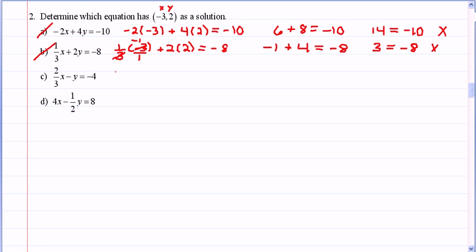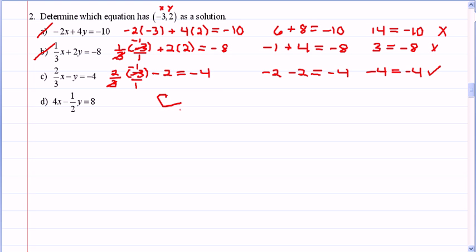And now we check choice C. 2/3 times negative 3 minus 2. And I start by placing negative 3 over 1. The 3's cancel to negative 1. And I have negative 2 minus 2 equals negative 4. Negative 2 minus 2 is negative 4. So choice C is the answer because both sides of the equation are equal when we substitute in the point negative 3, 2.